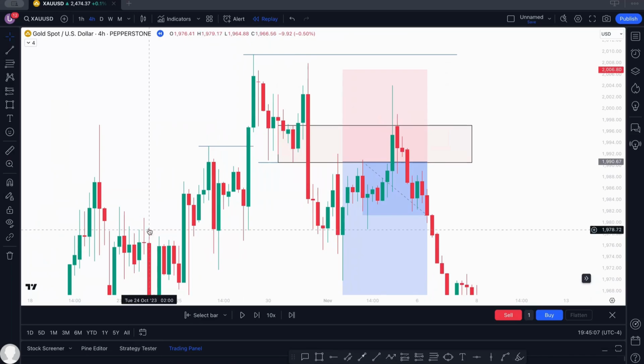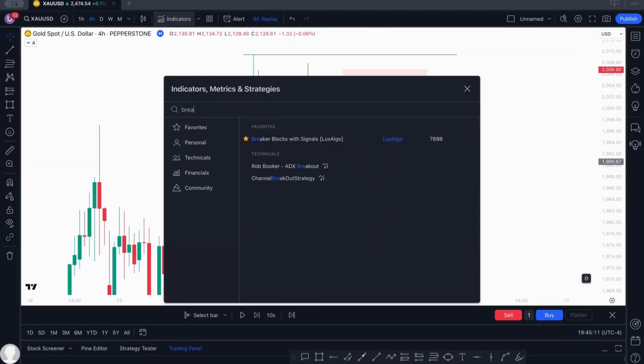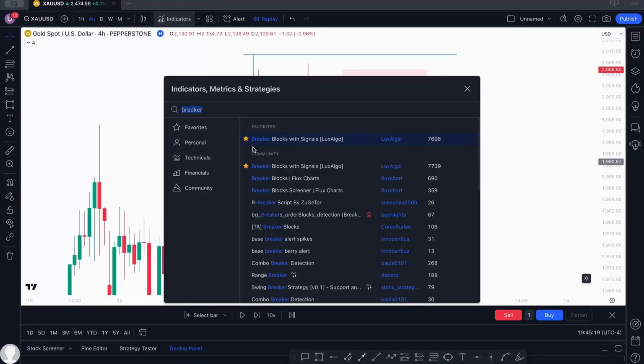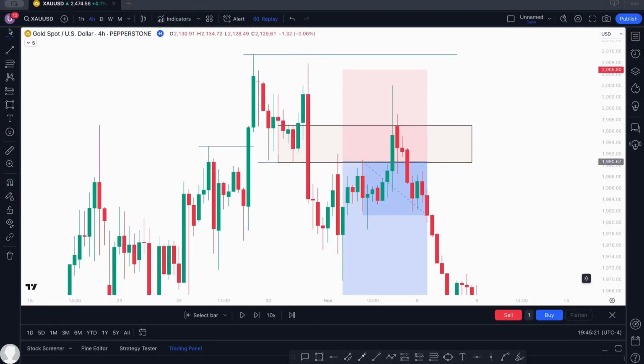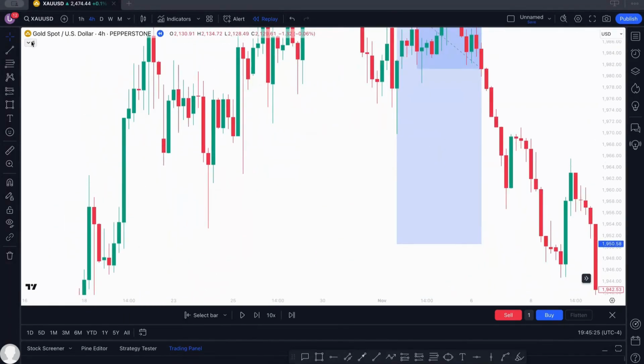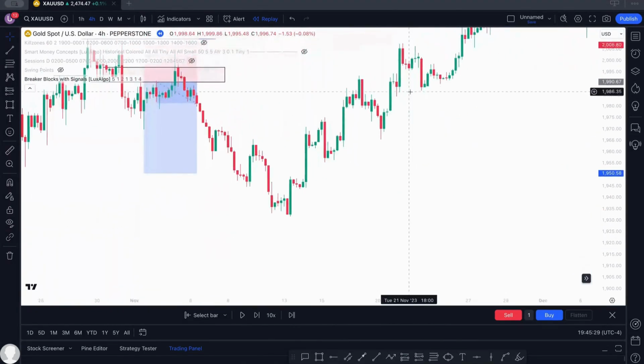There's an amazing indicator also, before I forget, which is called Breaker Block by Lux Algo. You can add that indicator to your chart. I also started it for myself here. You can add that indicator to your chart, and it's going to help you to locate all your breaker blocks in the chart effectively and very well.